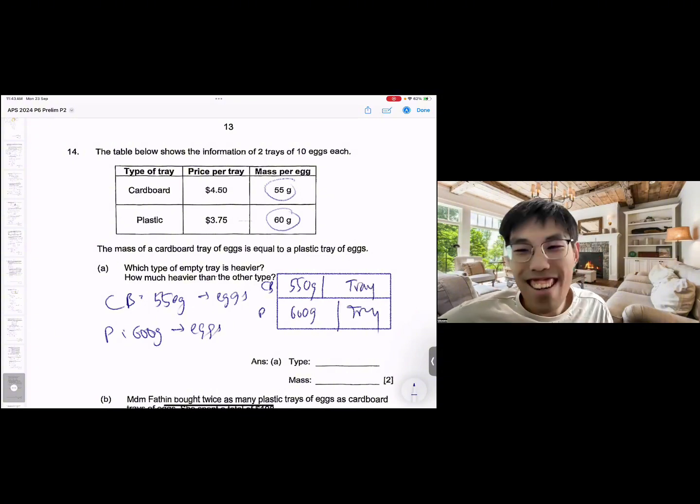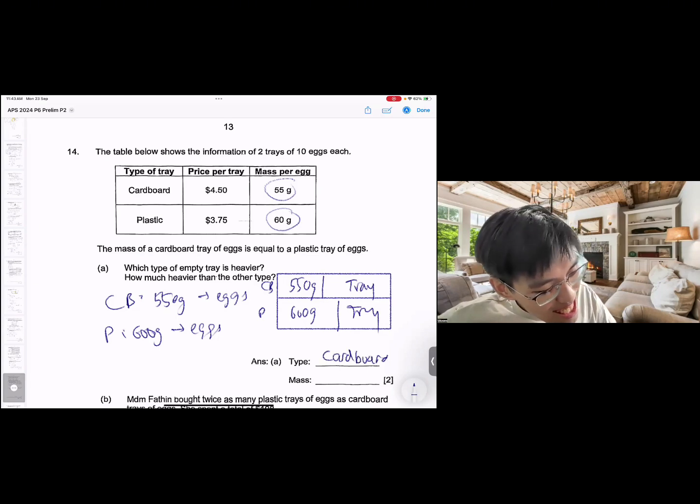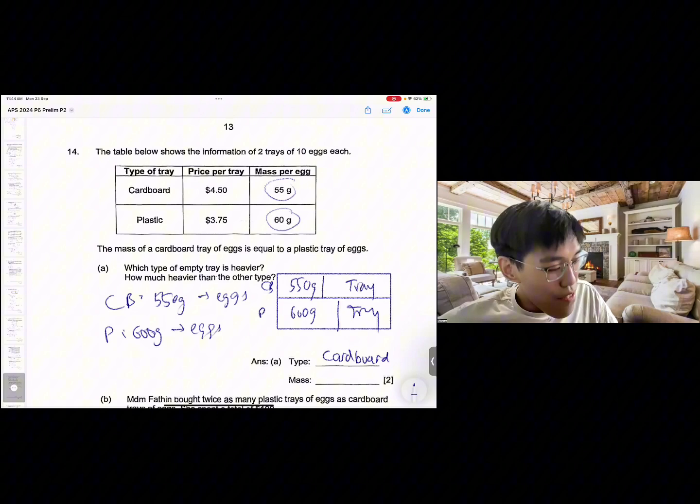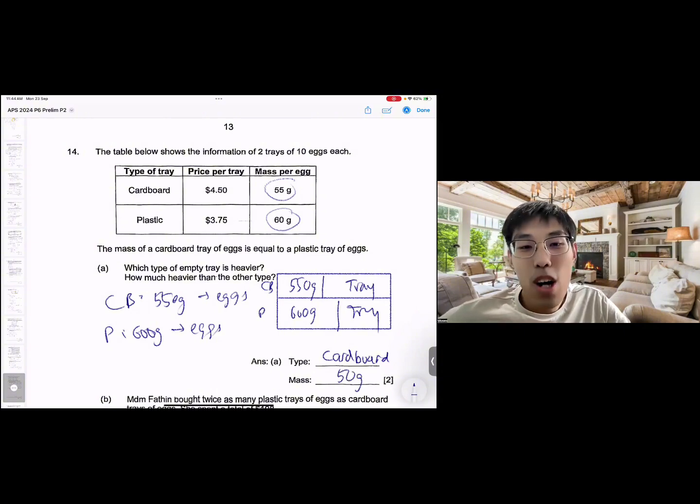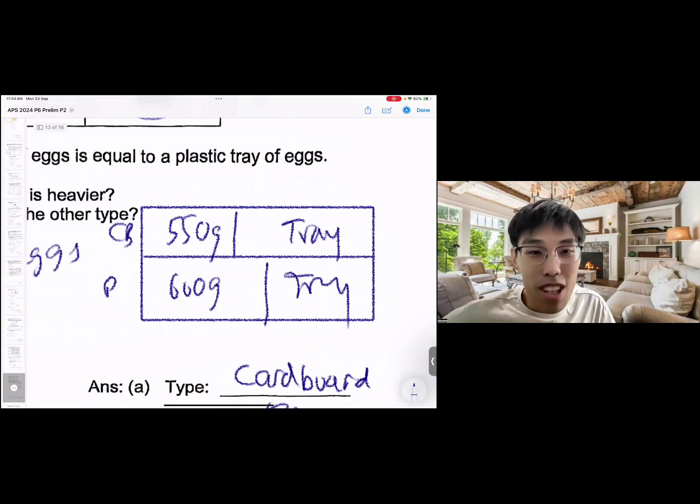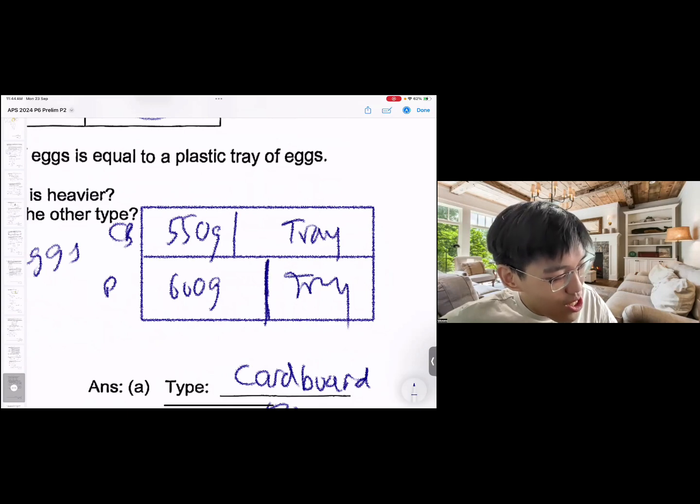So which tray is heavier? The cardboard is heavier. By how many grams? 50 grams. Why? Because if you focus on this model itself, okay, this is the tray.